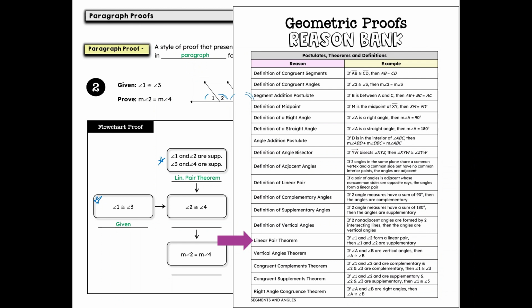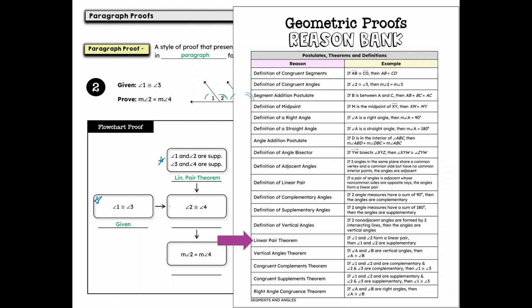Okay, so let's move on to our next reason, okay? And it seems like we're jumping, but you can do this, okay? We are given that angle 1 is congruent to angle 3. So here we have angle 1 and angle 2 are supplementary, angle 3 and 4 are supplementary.